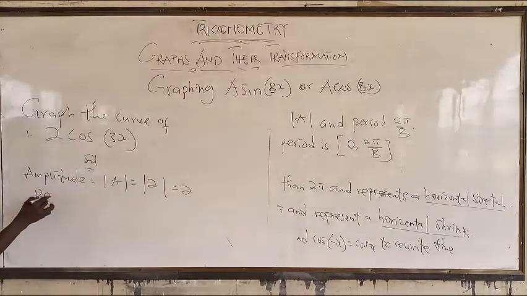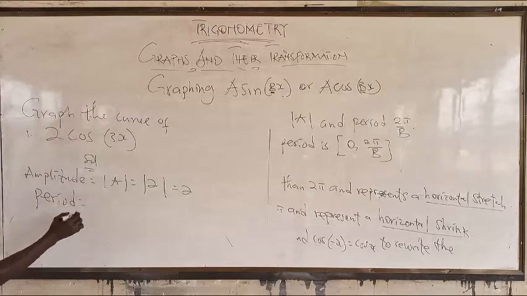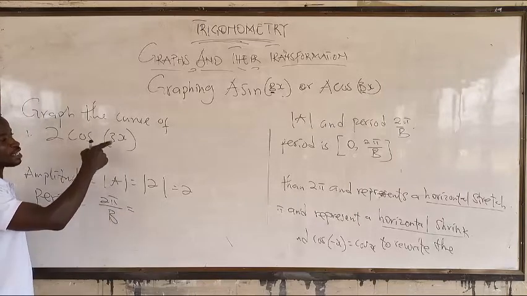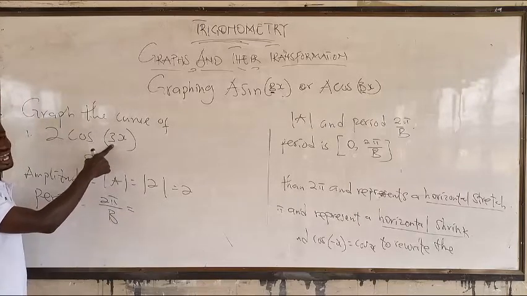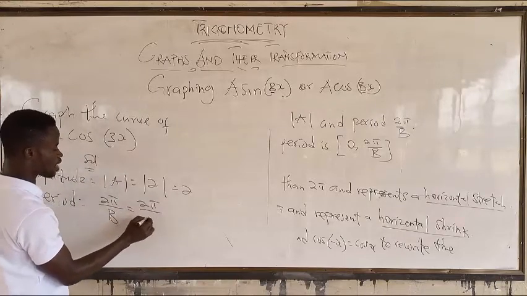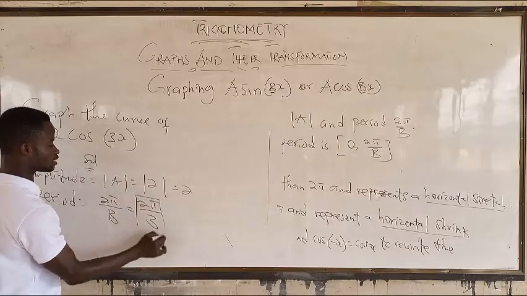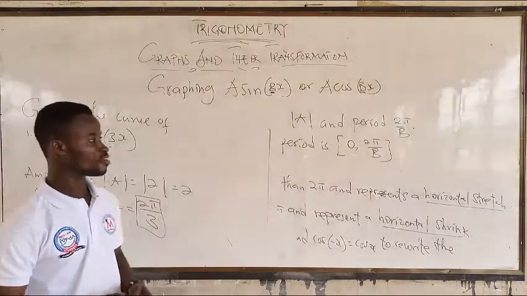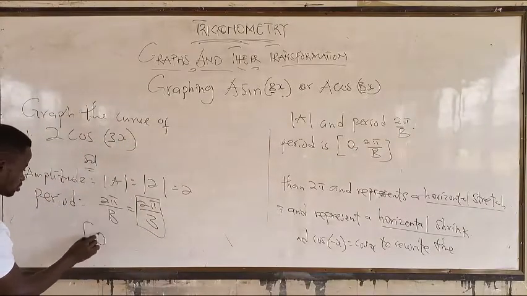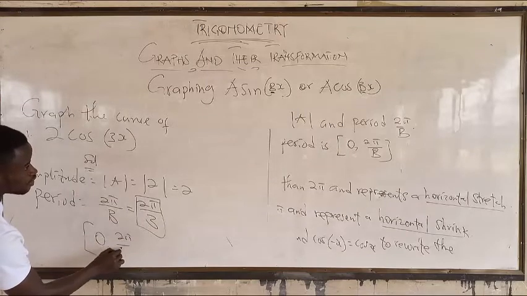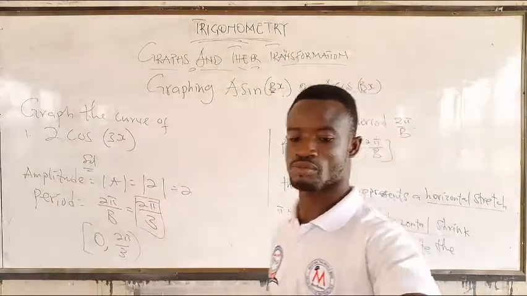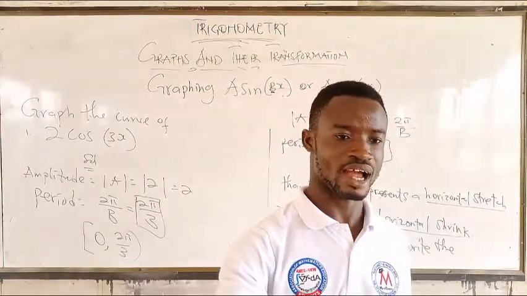But the period is going to be 2 pi over b. The b here is 3, that's the coefficient of the argument x. So that's going to be 2 pi over 3. So this is the period. Very good. And if you want to write it in the point form, that's going to be 0, 2 pi over 3. Very good. So you move on to do the graph.